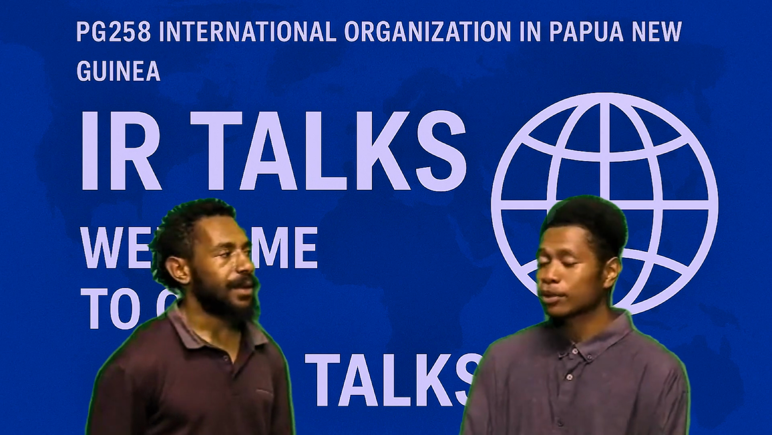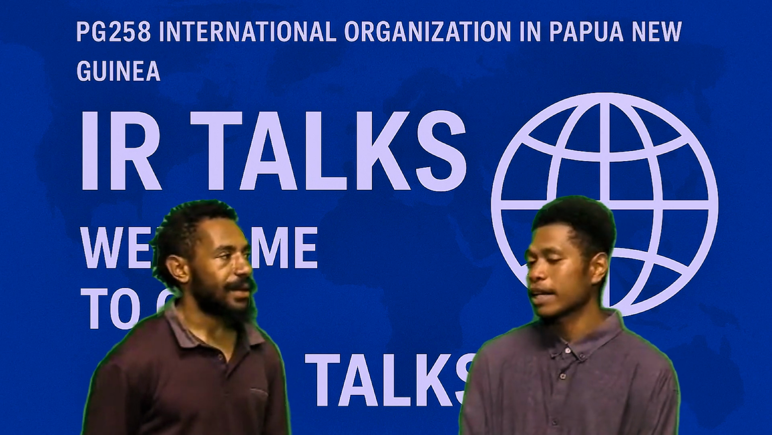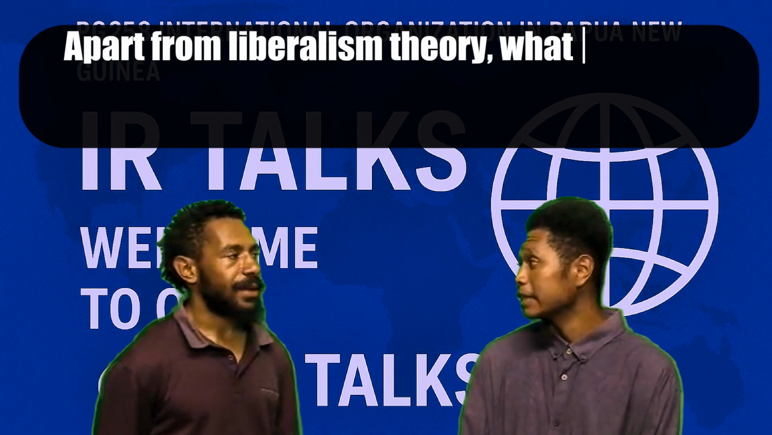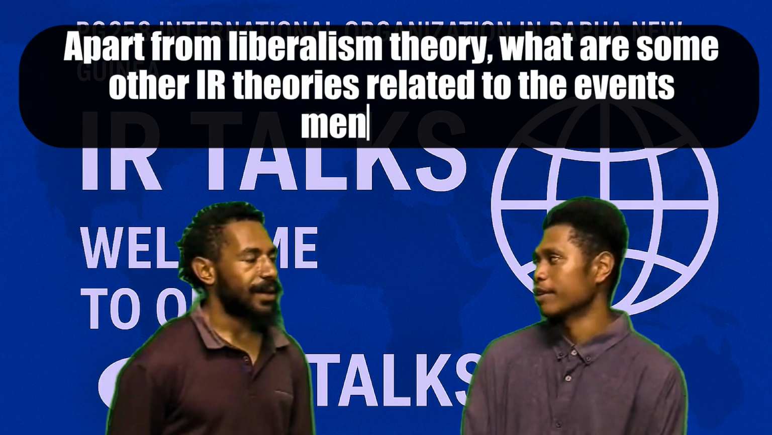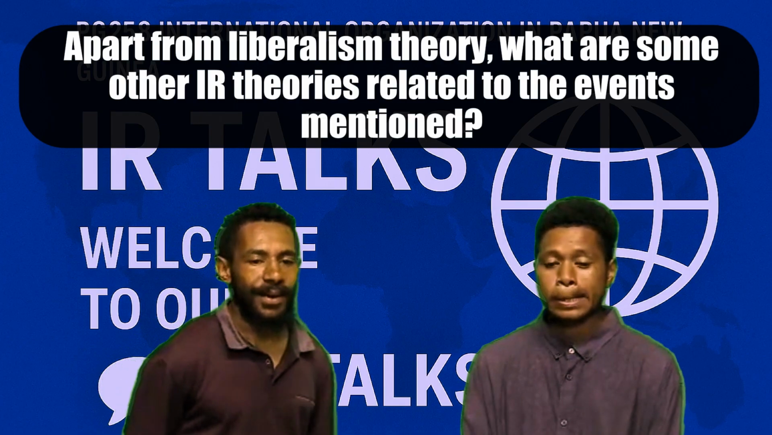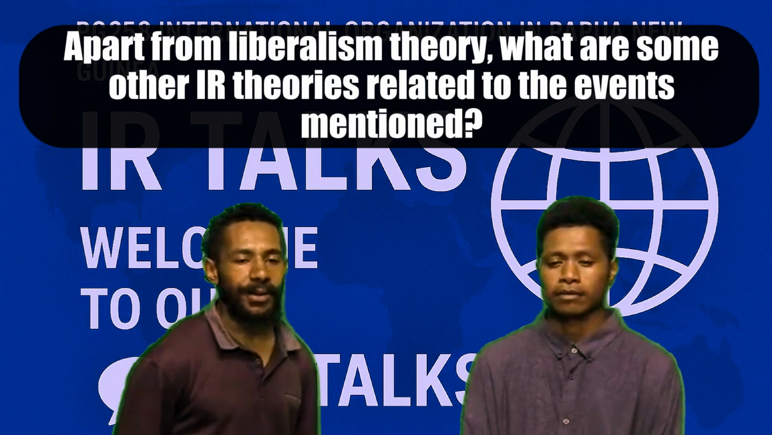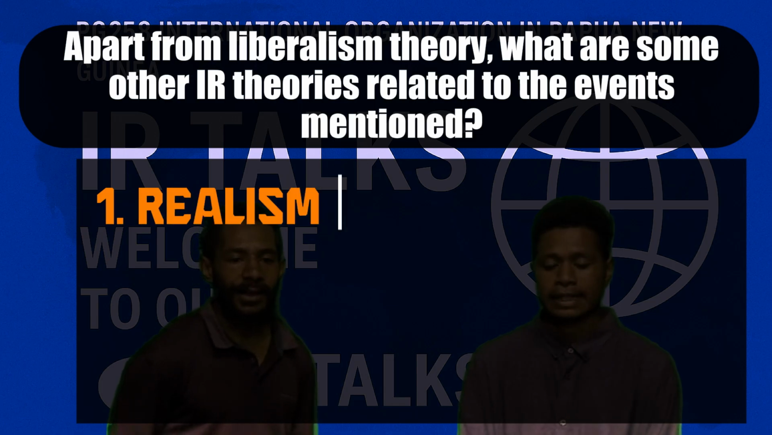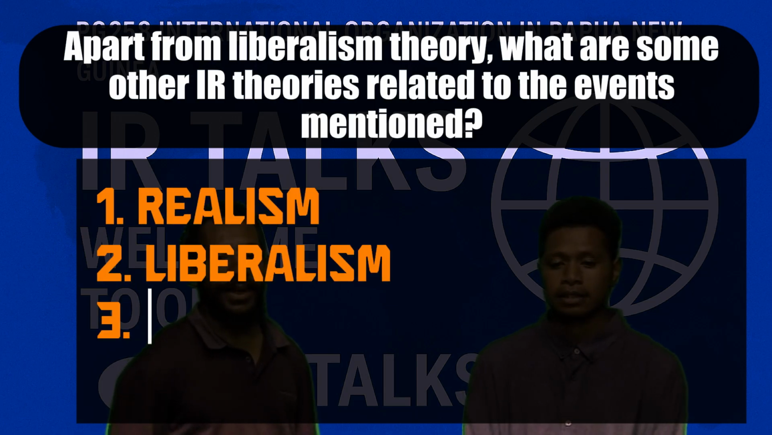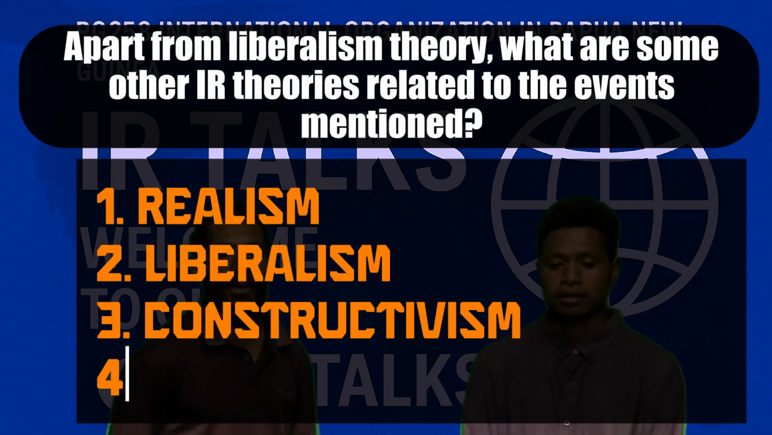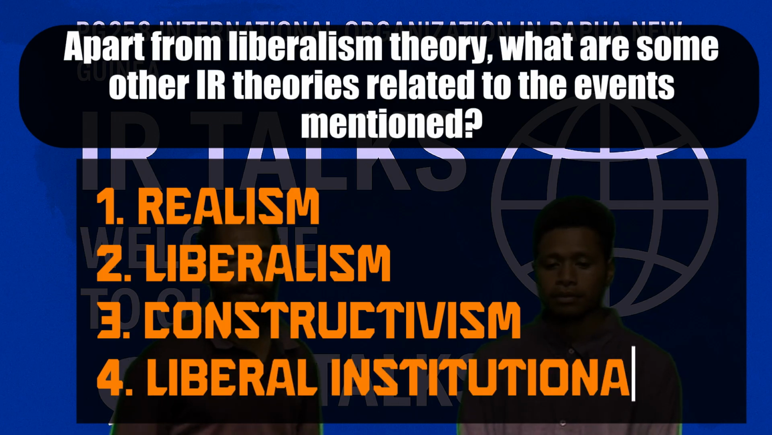So, from the two events mentioned, what are some of the international relations theories related to the events? There are about four international relation theories related to the events. Number one, realism. Two, liberalism. Three, constructivism. Four, liberal institutionalism.